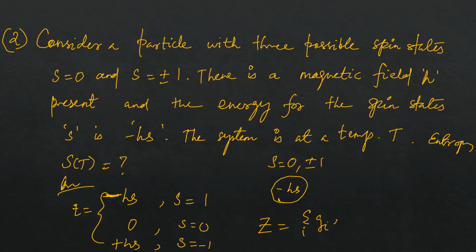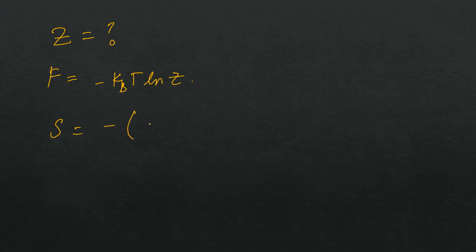Summation over i of g_i e to the power minus beta E_i. Everything has degeneracy 1, so 1 plus e to the power beta HS plus e to the power minus beta HS. Okay. So here, how to calculate entropy? Suppose you have only Z, how to get entropy? You have to first find out the free energy. Free energy is minus kBT ln Z. After finding the free energy, your entropy can be simply calculated as minus del F by del T at constant volume.